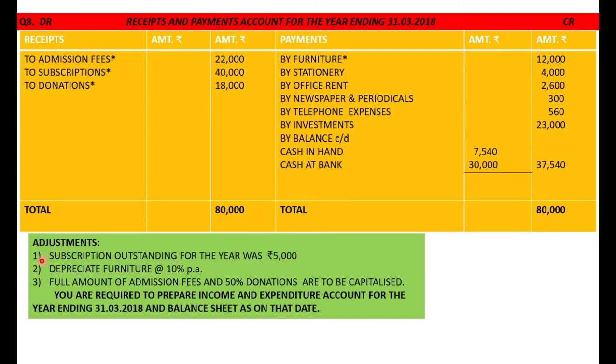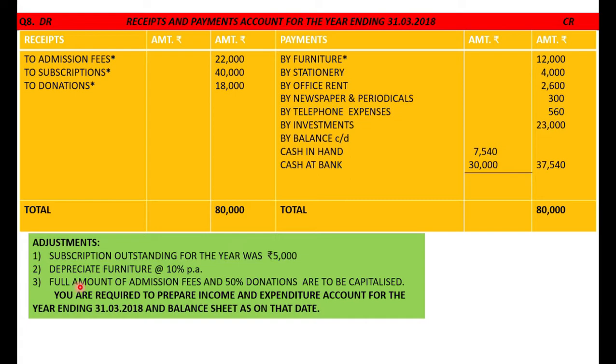Adjustments: first, subscription outstanding for the year was rupees 5,000. For subscription, on the receipt side, we will put an asterisk mark as there is an adjustment on subscriptions. Second, depreciate furniture at 10% per annum. For furniture, on the payment side, we will put an asterisk mark as there is an adjustment on furniture.